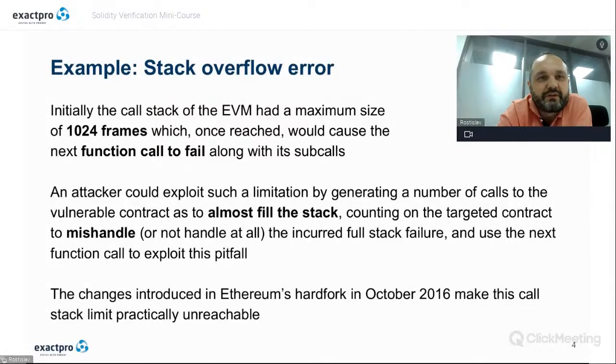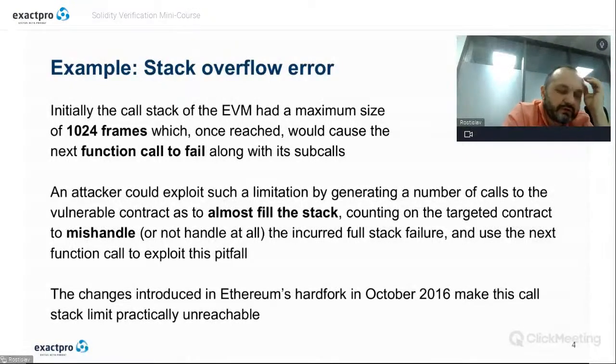The first example is about the stack overflow error. Initially the call stack of the Ethereum virtual machine had a maximal limit of 1,000 frames, and once the limit is reached, it causes an exception. The function call will fail. And this leads to an attack, which is described in the second passage. The two keywords here are "almost fill the stack." The attacker doesn't have to fill the stack completely, it could be almost filled.